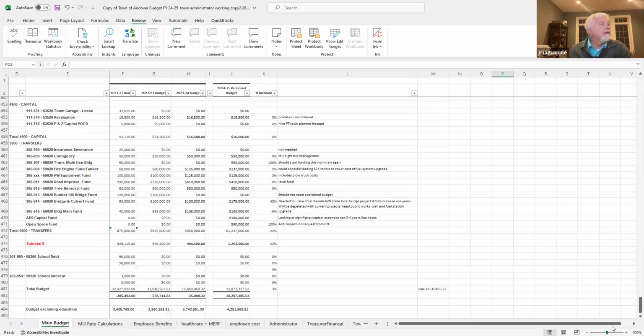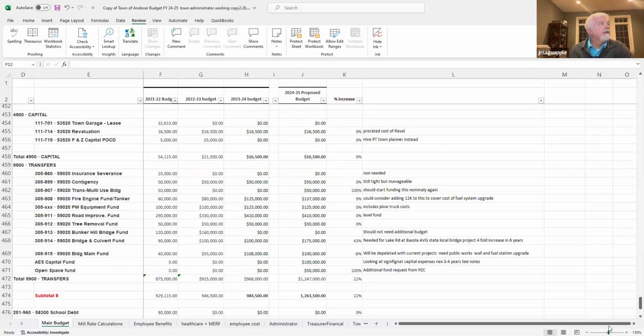Okay, you went here. So these are all the transfers that make up the capital funds. What we budgeted the last few years and what we're budgeting this year. So $50,000 in contingency, we budgeted that the prior year. $50,000 in the multi-use building fund, we budgeted nothing the prior year. Correct, so we're up 50.